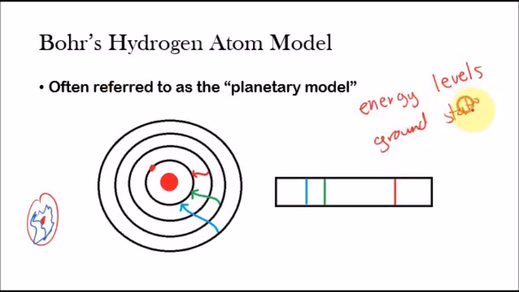Okay, ground state means it has the least amount of energy possible. You can think of it like the very, very lowest energy that it can possibly have. It's in the ground state.